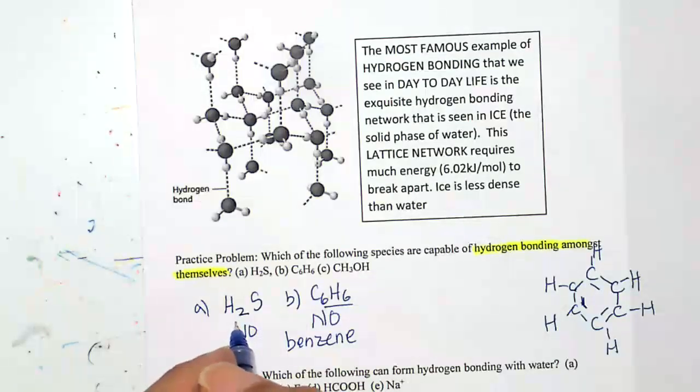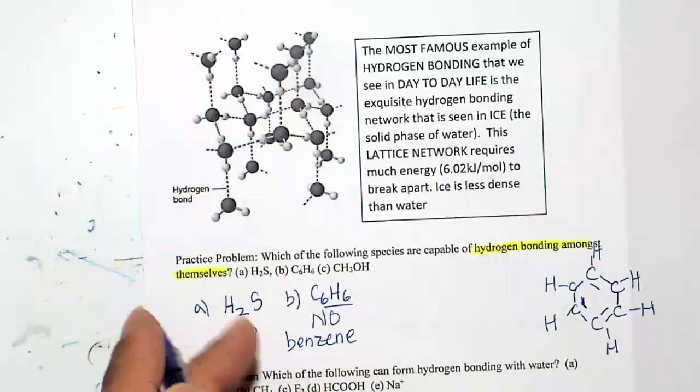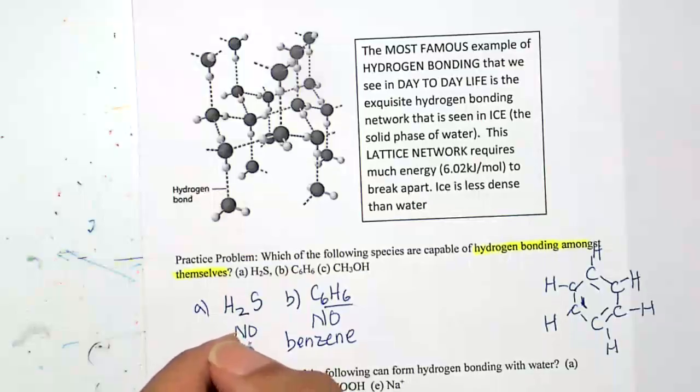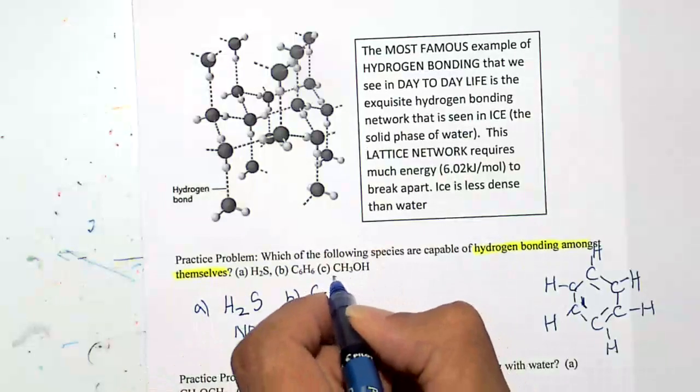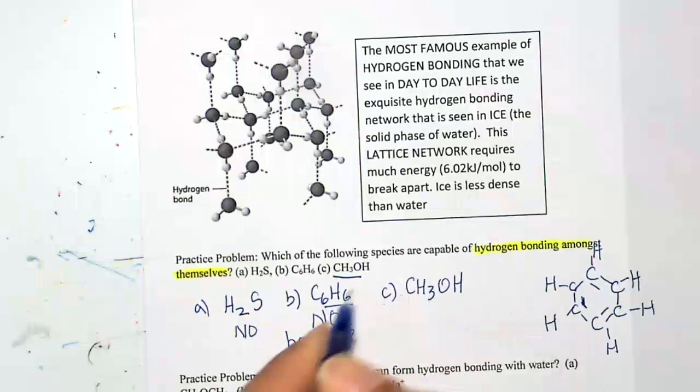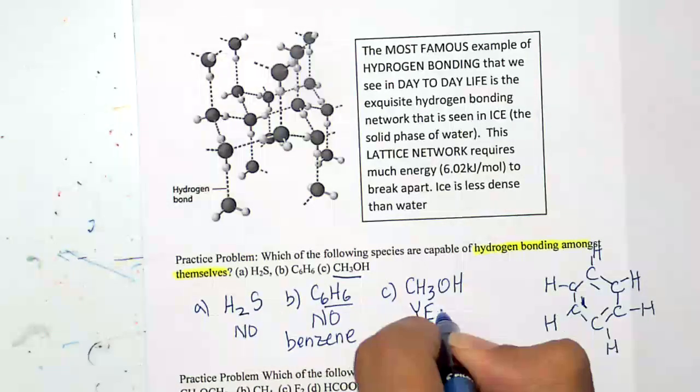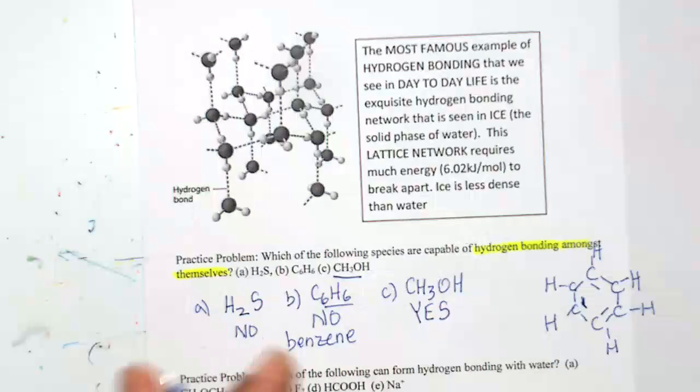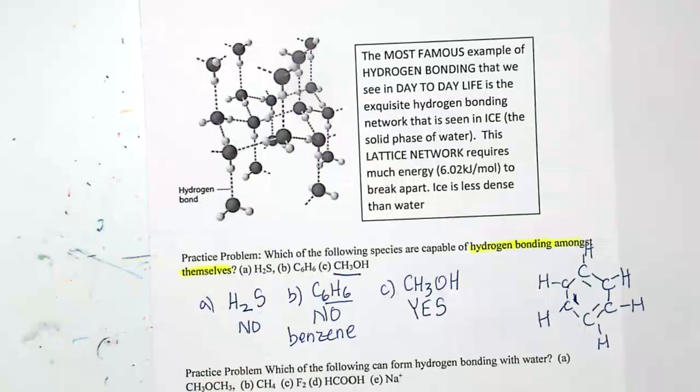What's the main IMF for H2S? Sulfur is electronegative. Dipole-dipole. Okay. And what about this? Can it hydrogen bond to itself? Yes. Okay. Why can it hydrogen bond to itself? It has an OH. Because of the OH.